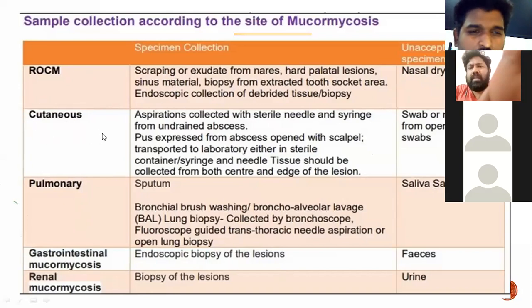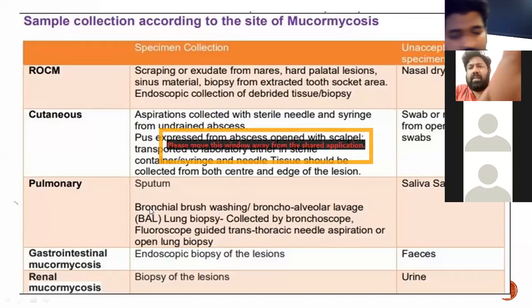And when you suspect a cutaneous mucormycosis, aspirations collected with a sterile needle and syringe from an undrained abscess, or first expressed from an abscess opened with a scalpel, transferred to the laboratory in a sterile container or syringe. Tissue should be collected from both center and edge. Very important. You should not collect only from the center because in mucormycosis, classically you see the eschar, you see complete necrosis. In the necrotic area, you may miss the other classical histopathological findings. You may miss the classical angioinvasion altogether. You will have only necrotic tissue. Nothing can be seen as the tissue is not viable. So that's why you take a sample from the center and also the edge of the lesion.